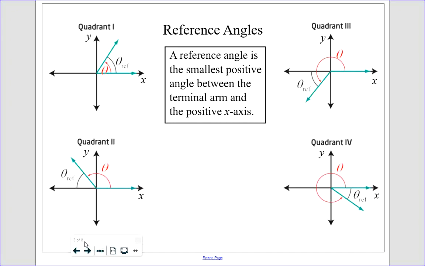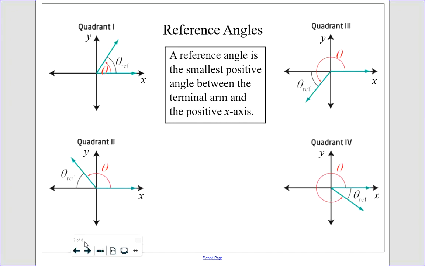If it's in quadrant 2, which is in the bottom left corner of your screen, theta is the angle from the positive x-axis to the terminal arm. You can see what the reference angle looks like there. And the connection between the reference angle and the rotation angle, if the rotation angle terminates in quadrant 2, is that those two angles add up to 180. Whereas the relationship, if we're talking about quadrant 1, is that those two angles are equal.